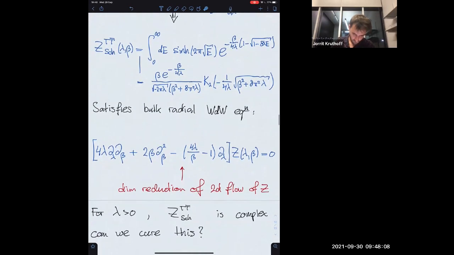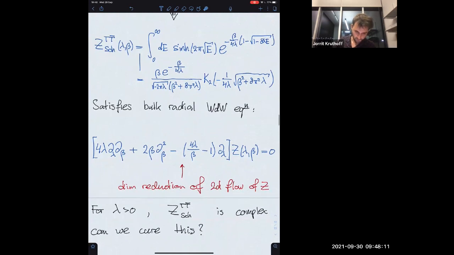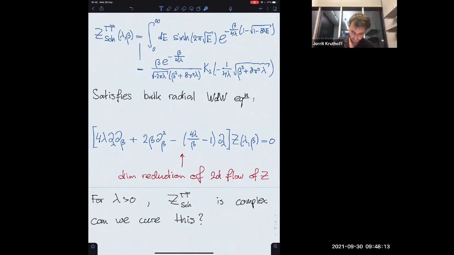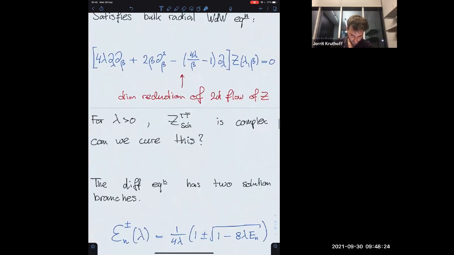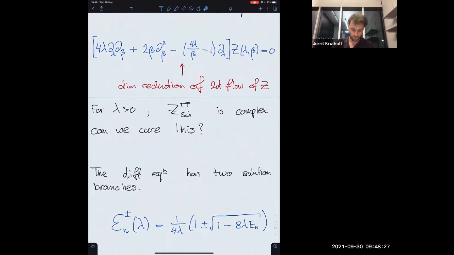So the problem, as people already mentioned, is that when lambda is positive, this thing is complex, and this doesn't even make sense. How can we cure this? Can we make sense of that? One way to cure that is to look at this differential equation and try to solve it with the boundary condition that as I send lambda to 0, I recover the Schwarzschild partition function. I can try to find solutions that satisfy that boundary condition.